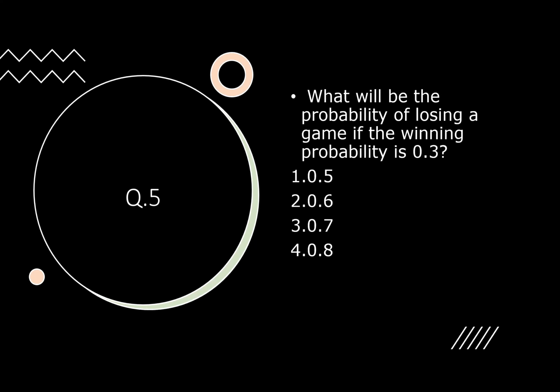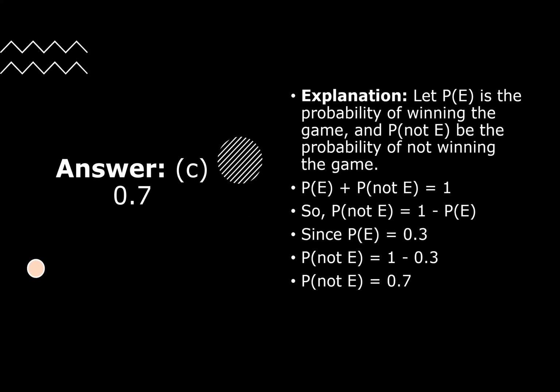Question number 5. What will be the probability of losing a game if the winning probability is 0.3? Options: 0.5, 0.7, 0.3. Good. In this, applying the same formula, we know the probability of the event is 0.3. We will subtract it from 1 and we will get this answer.